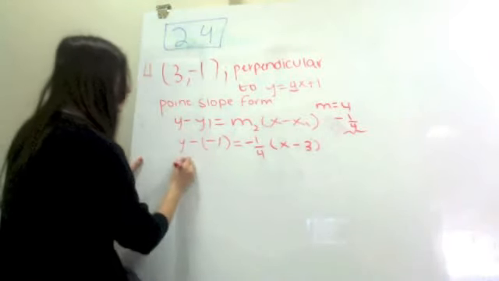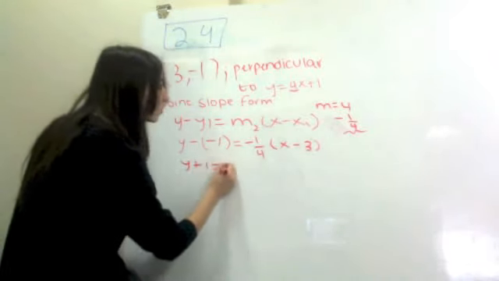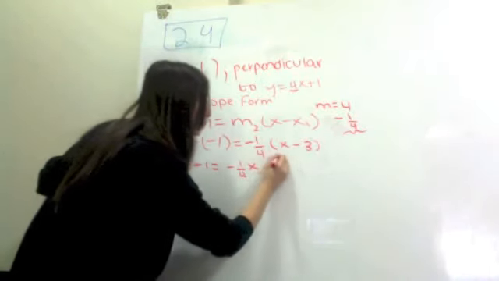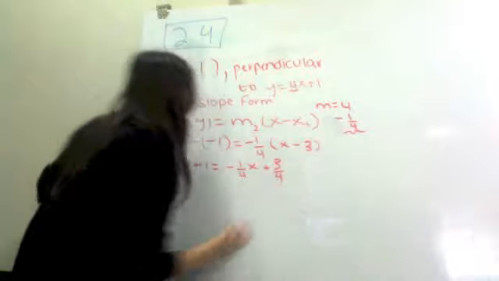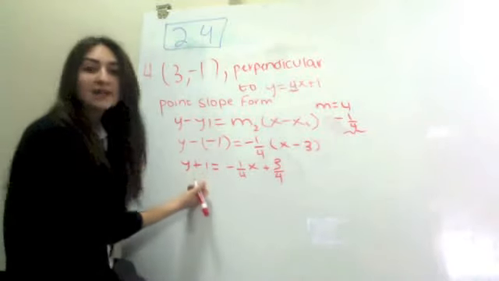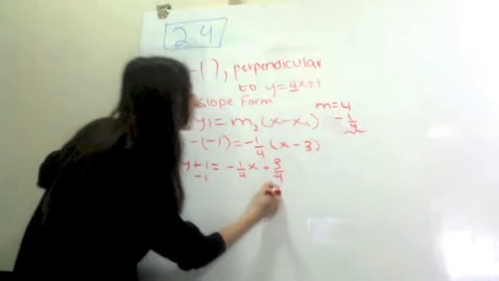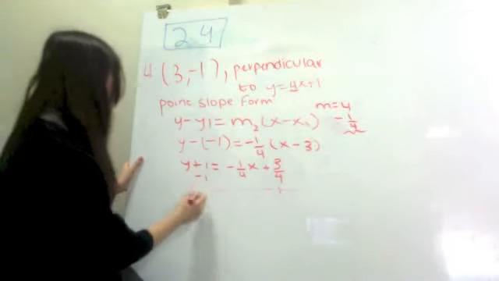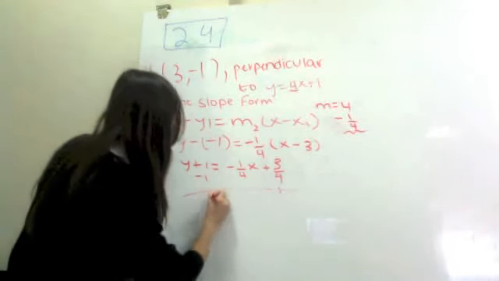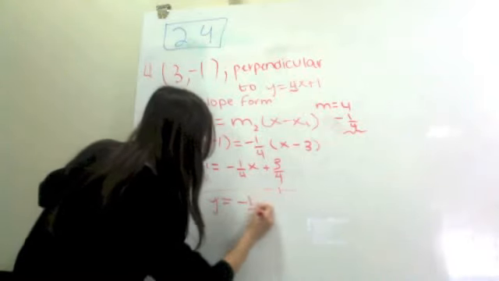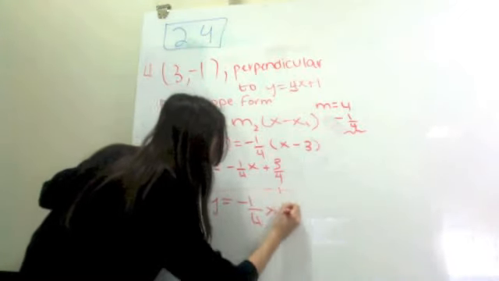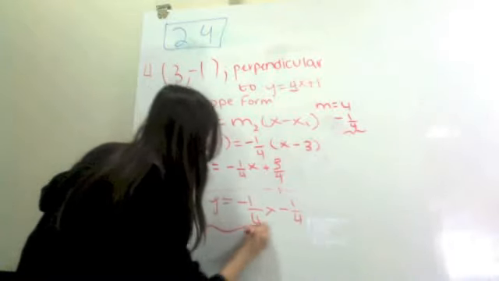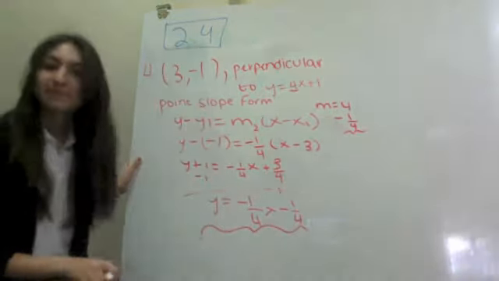So we're going to do y plus 1 equals negative 1 over 4 x plus 3 over 4. Then we're going to subtract 1 from each side. Okay, and our answer ends up being y equals negative 1 over 4 x minus 1 over 4. And that's the answer for number 4.